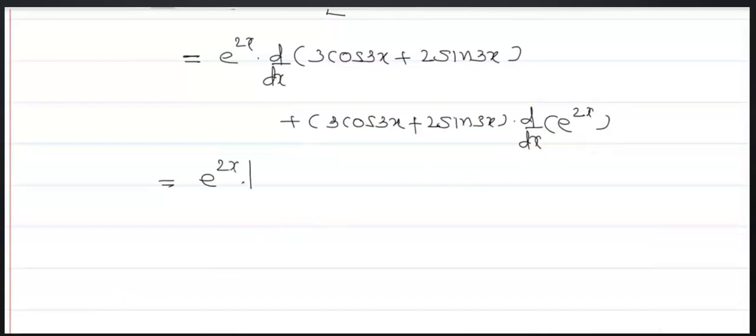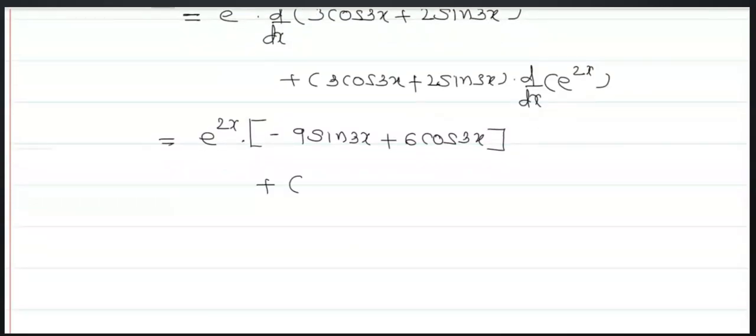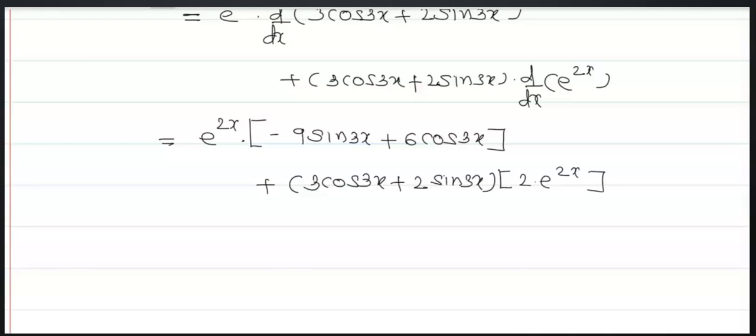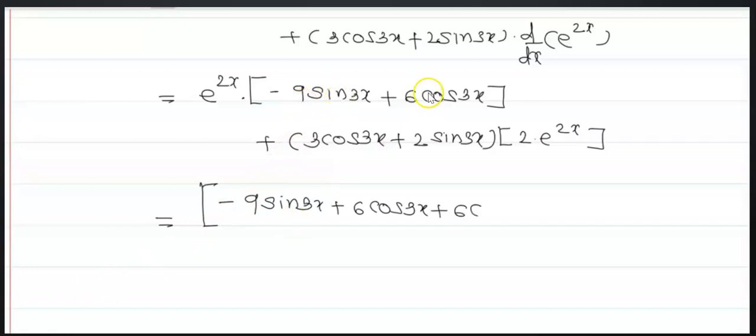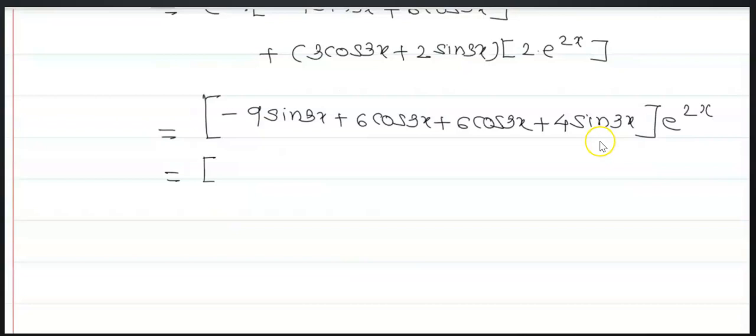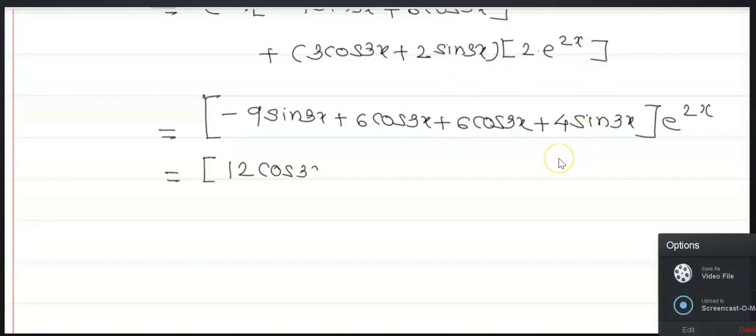Overall, the derivative will be again 2 into e^(2x). See this here: minus 9 sin 3x plus 6 cos 3x, plus (3 cos 3x + 2 sin 3x) into the derivative of e^(2x), which is 2 e^(2x). Now I am writing their derivatives directly. In brackets, you will get minus 9 sin 3x plus 6 cos 3x plus 6 cos 3x plus 4 sin 3x, into e^(2x).